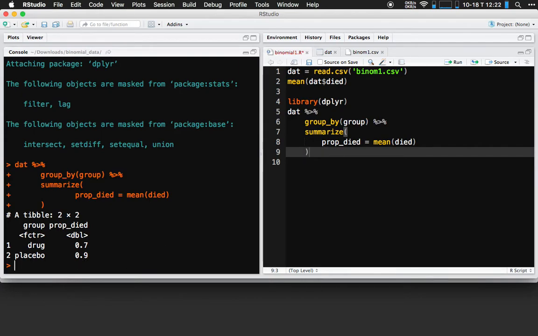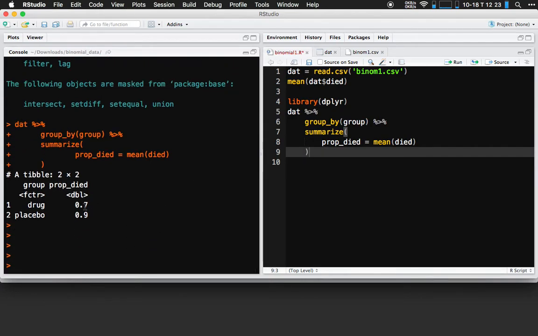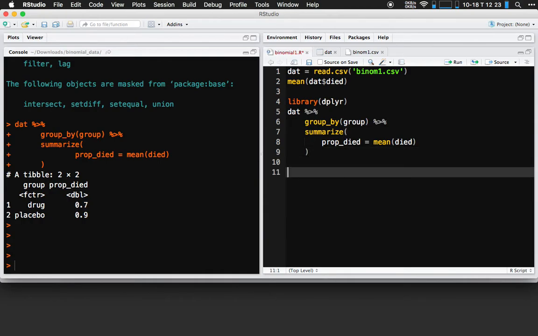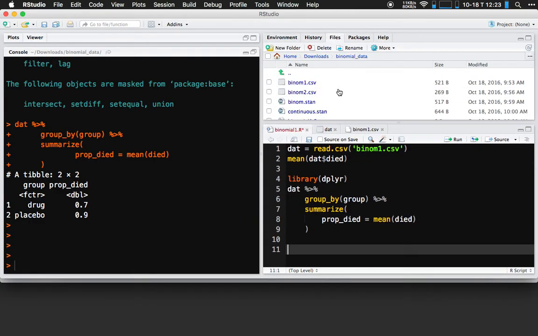So happily for the investigators, it's in the direction that you might expect. Placebo having a proportion dying of about 0.9, 90% of people in the placebo group died, but only 70%. But we don't know if that's a difference that we might consider worth changing a nice skeptical default belief of no difference. So we need to do some Bayesian data analysis.